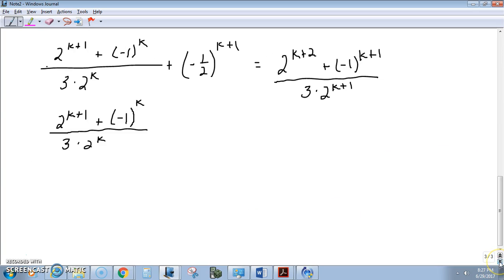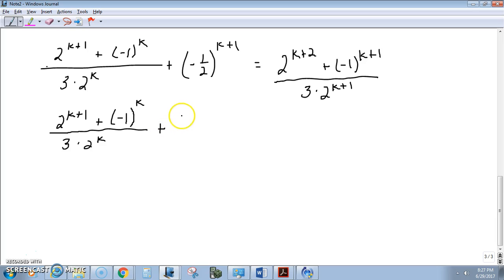So I have rewritten it down here just so I have something to work with. Can I make this left-hand side equal to this right-hand side here? So first of all, I need to add these two fractions together.